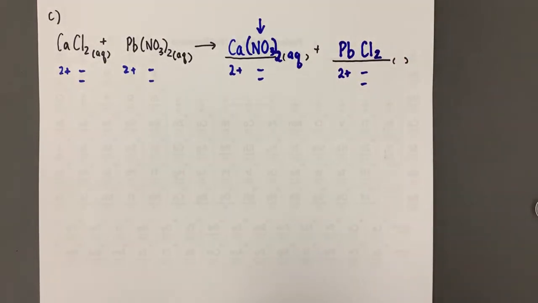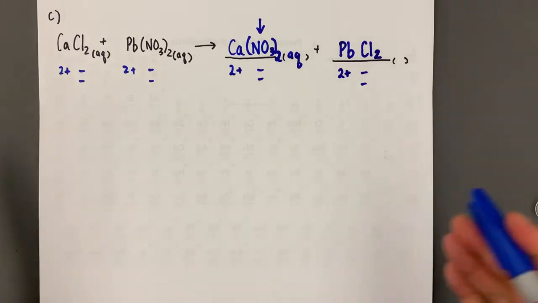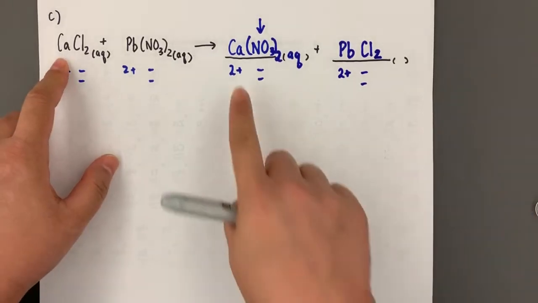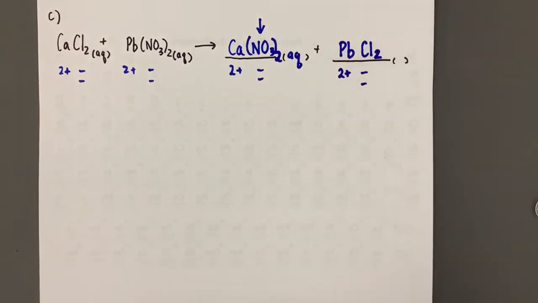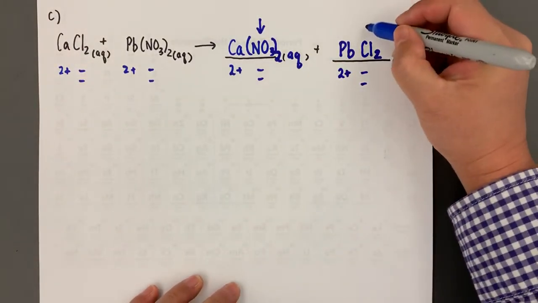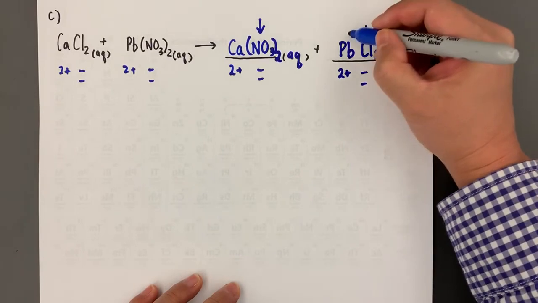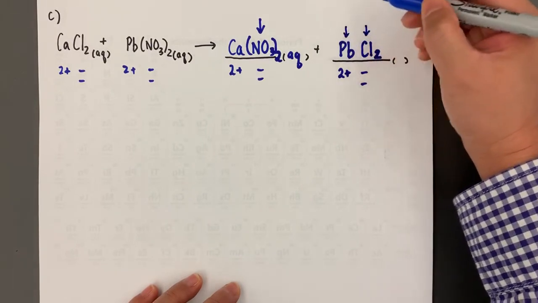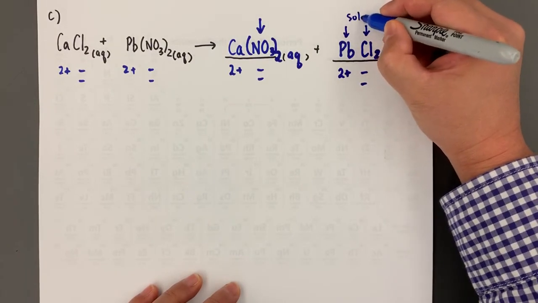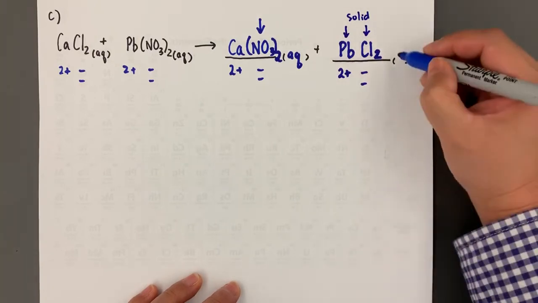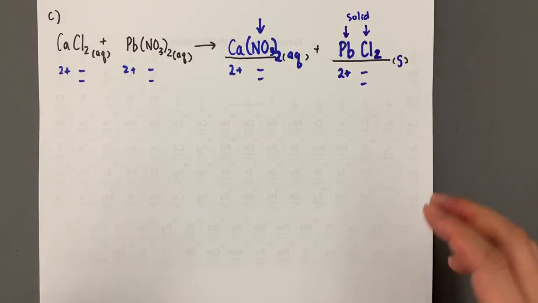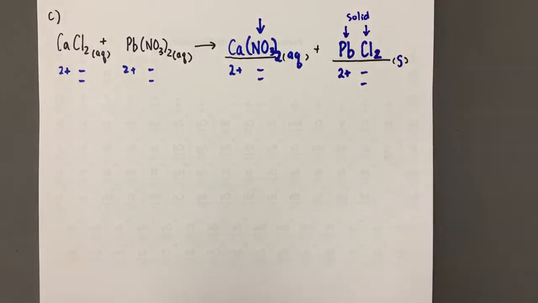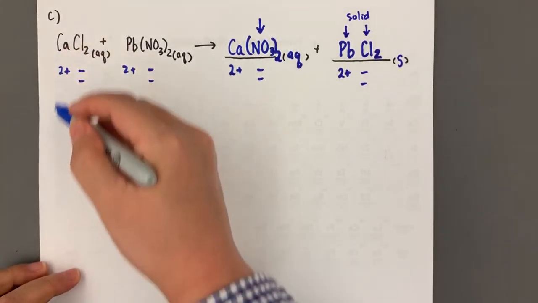Then we check to make sure that the entire equation is balanced. We have 1 calcium, 2 nitrates, and 2 chlorides. According to the solubility table, Cl, when paired with lead, is solid or not soluble. So this should be an S, okay? So based on this, you should be able to write the complete ionic. Again, the complete ionic is bringing everything down.